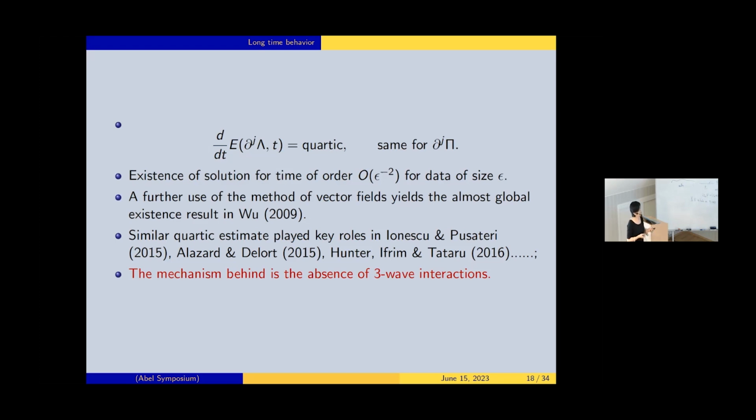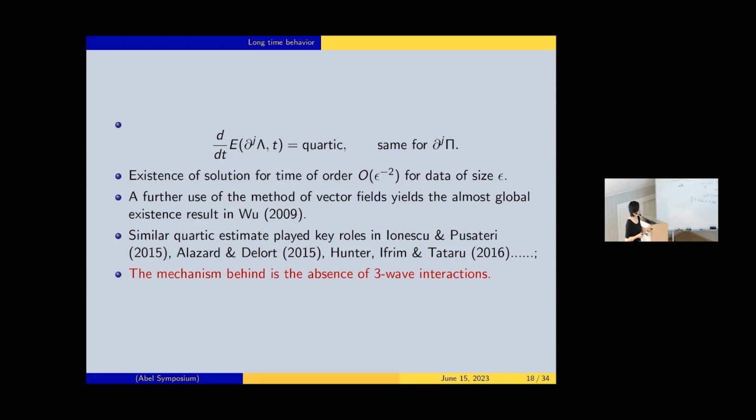So if you replace this derivative by vector fields, then you will get decay, right? So then using the decay, we can show that the solution exists for time almost globally.